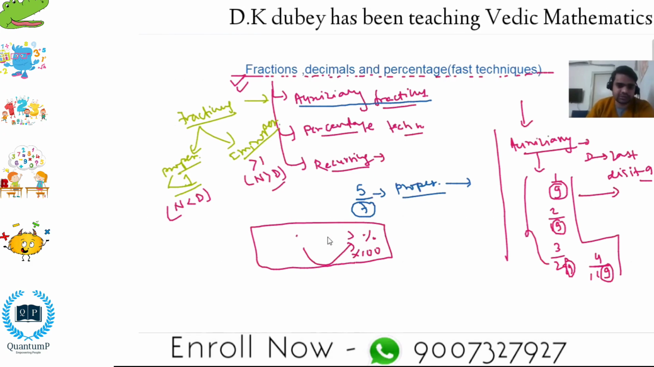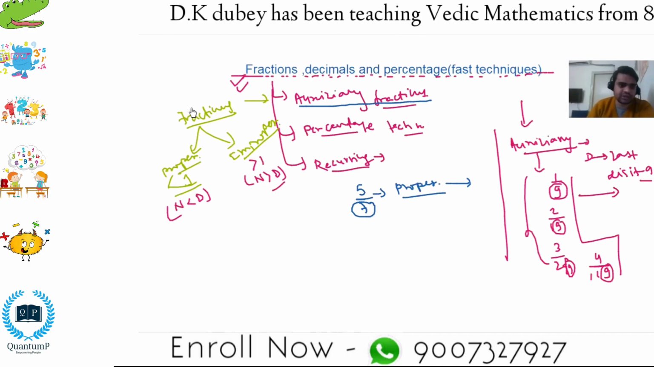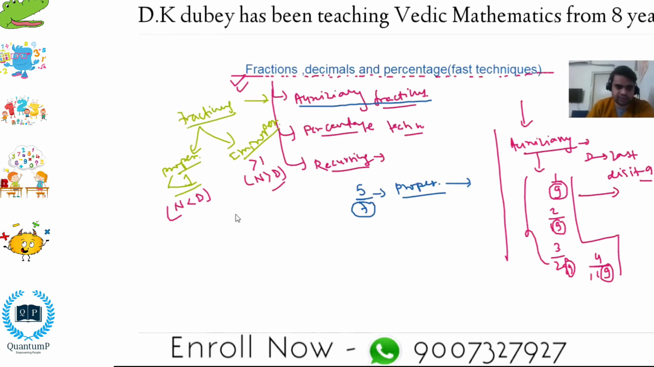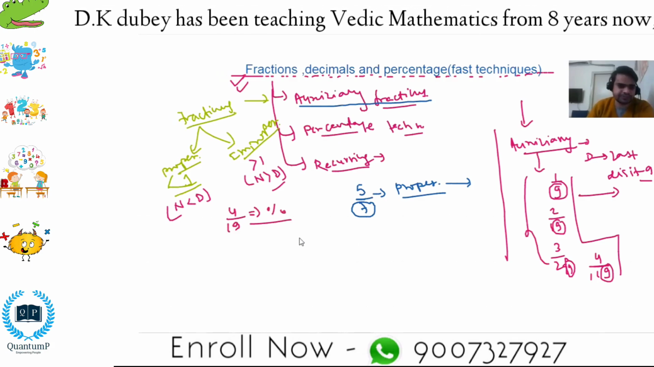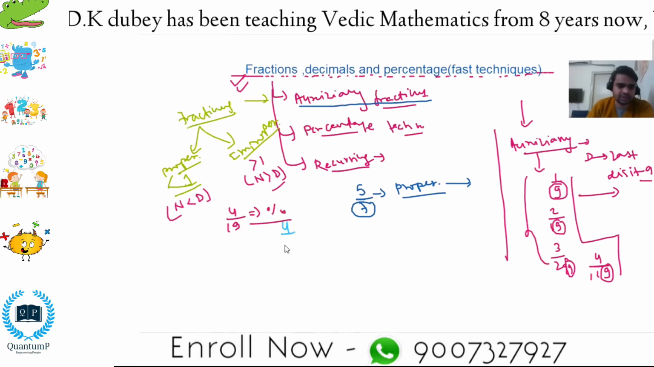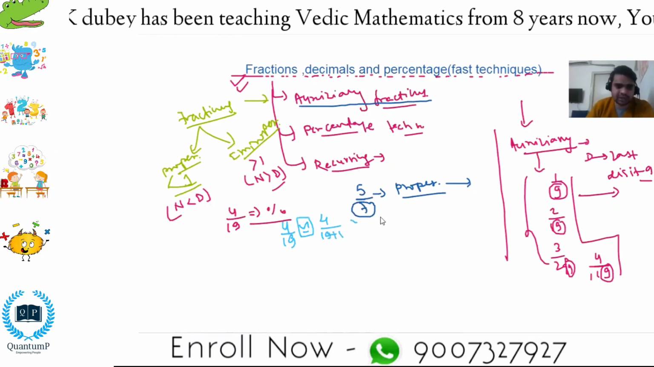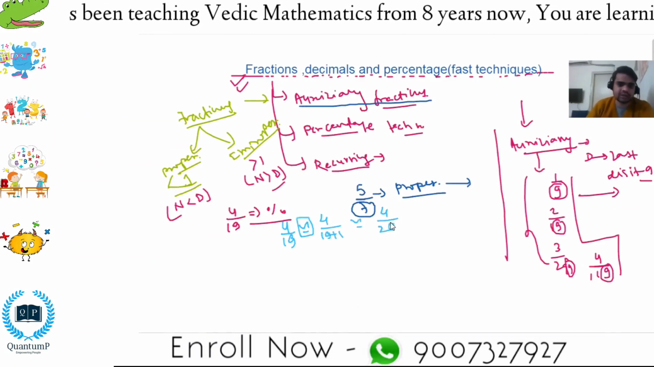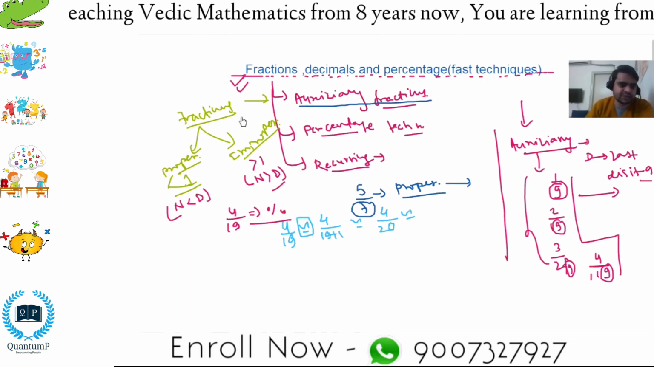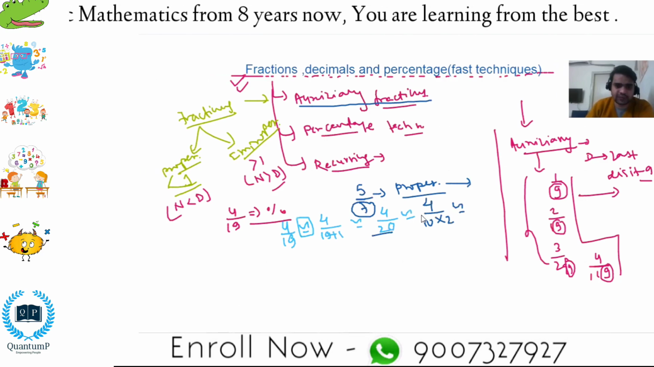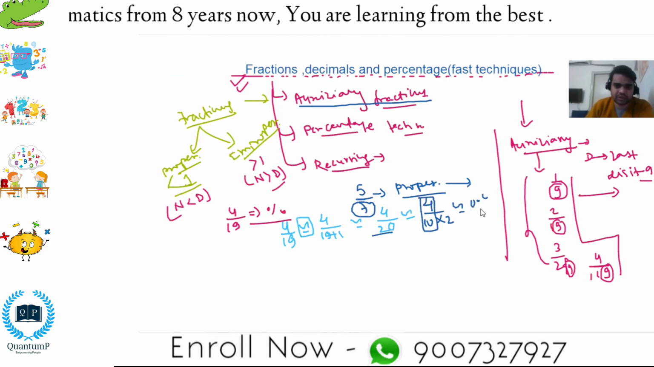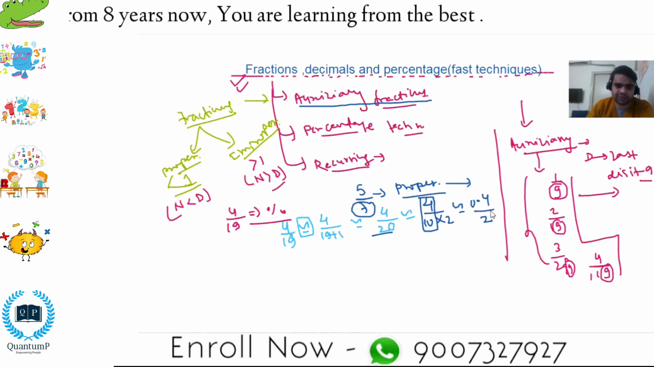Let's talk about 4 by 19. How much is it in percentage? I'll show you. So 4 by 19 is approximately 4 by, I'll add an extra 1 to this 19, so I'm using the approximate sign, and then I'm writing 4 by 20. Then I'm breaking this 20 as 10 into 2, writing 4 by 10 as 0.4, and then this 2. So we have 0.4 by 2.